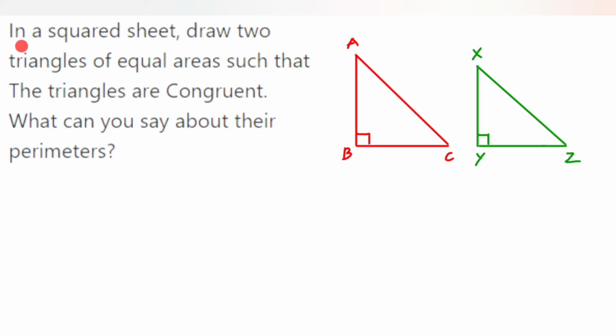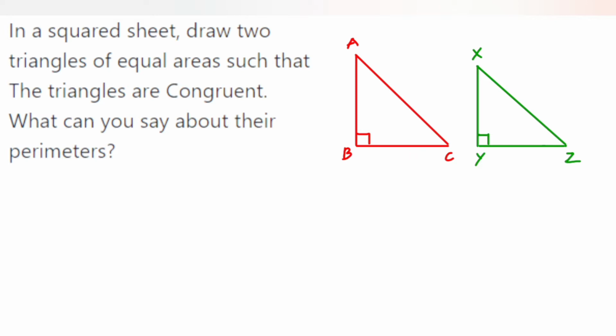In a square sheet, draw two triangles of equal area such that the triangles are congruent. What can you say about their perimeter? So we have to draw two triangles in which the areas are equal and they are congruent. So we have taken here two triangles ABC and XYZ.